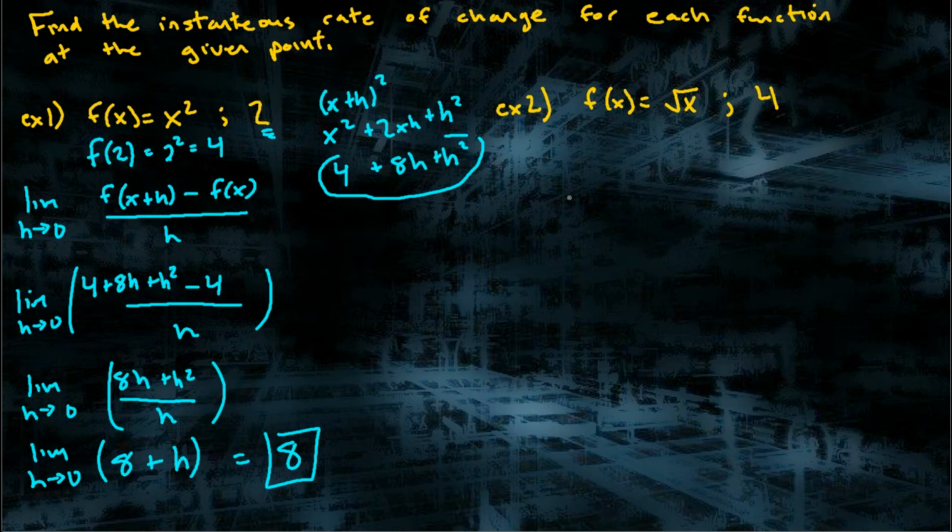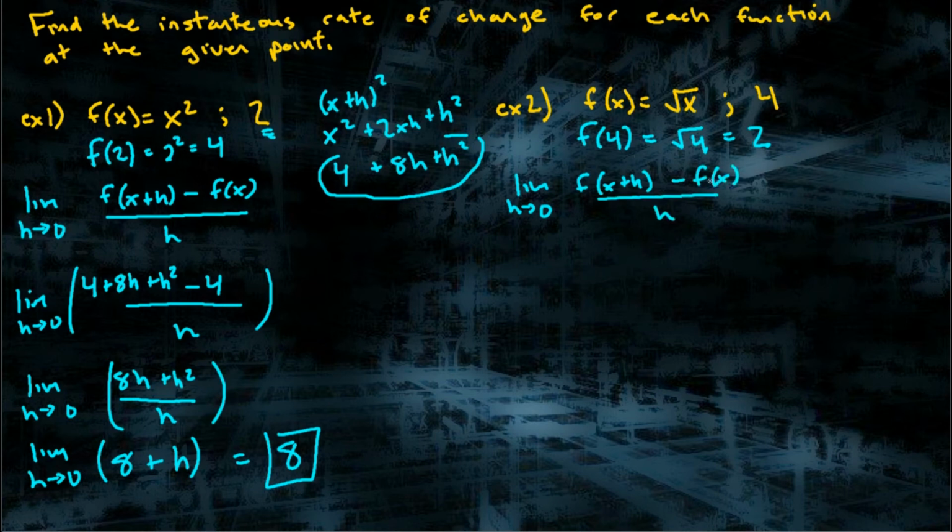So let's take a look at example 2. We have a square root this time. So let's say 4. The first thing I'm going to do is find f of 4. And that would be square root of 4, which is 2. So this is essentially my y. So I'm going to do the limit as h approaches 0 of f of x plus h minus f of x all over h, and I'm going to start substituting some things in.